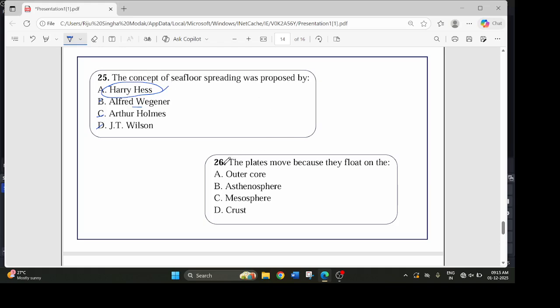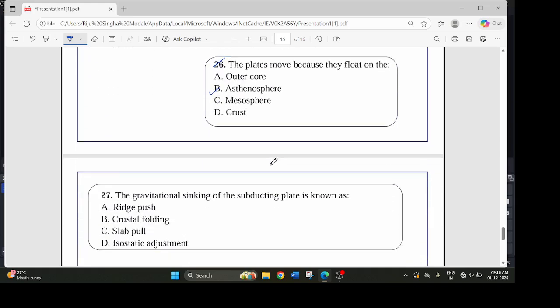The plates move because they float on the outer core, asthenosphere, mesosphere, or the crust. Here the correct answer is the asthenosphere. The rigid lithospheric plates move on the more ductile, slowly flowing asthenosphere. Convergent, divergent, and transform plate boundaries all float over the asthenosphere. Okay. Next question, number 27.